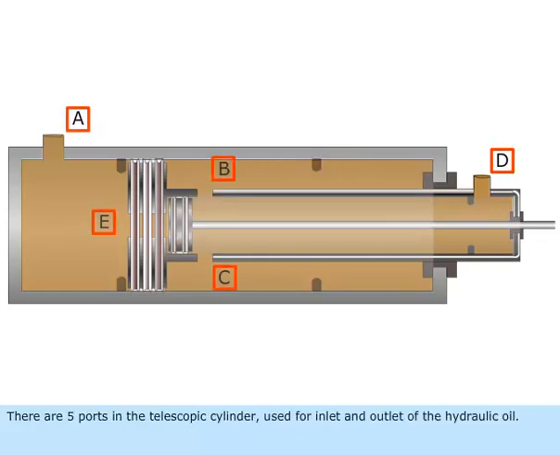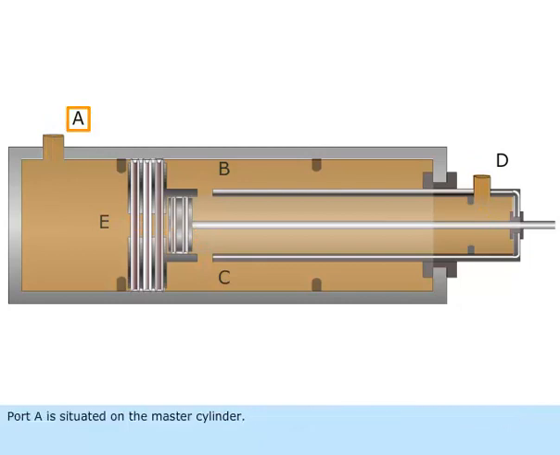There are 5 ports in the telescopic cylinder used for inlet and outlet of the hydraulic oil. Port A is situated on the master cylinder. Port B, C, and D are situated on the hollow rod. Port E is situated on piston 2.